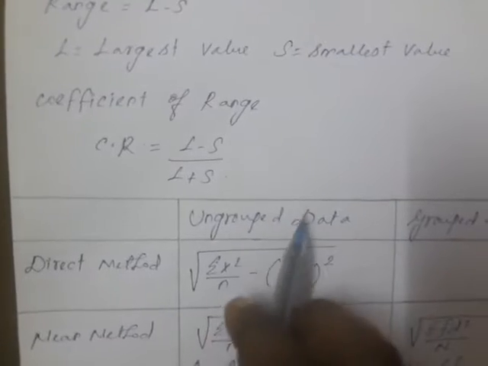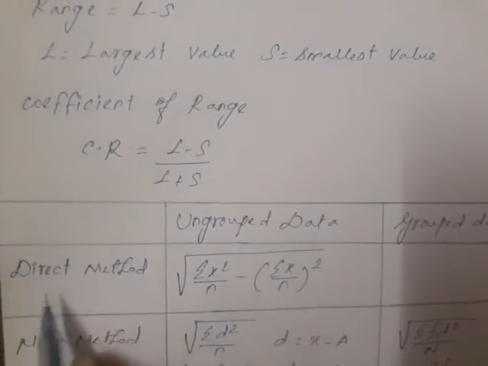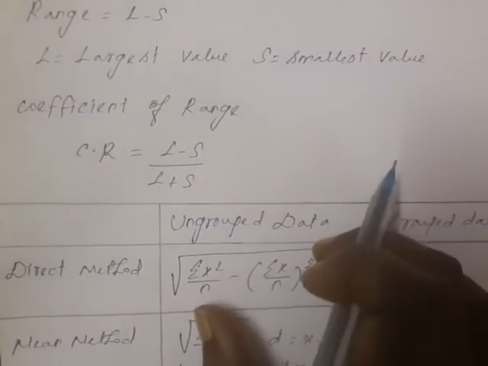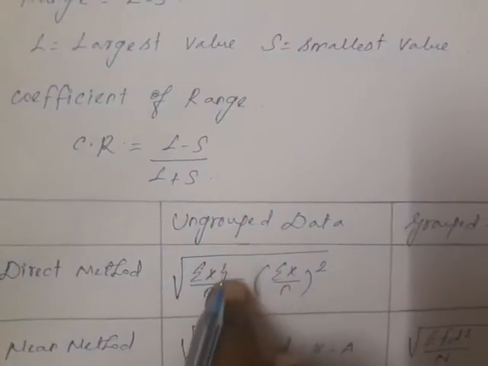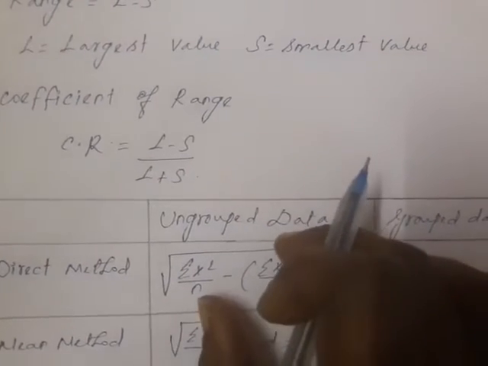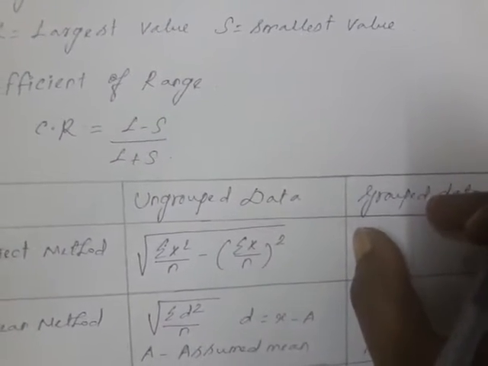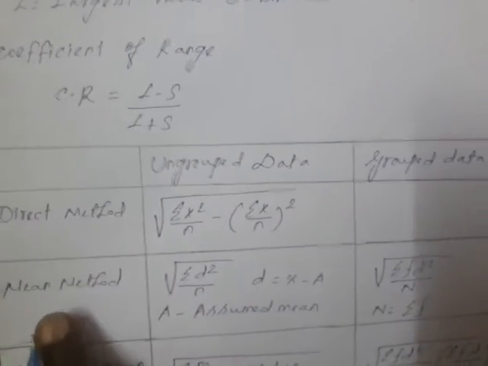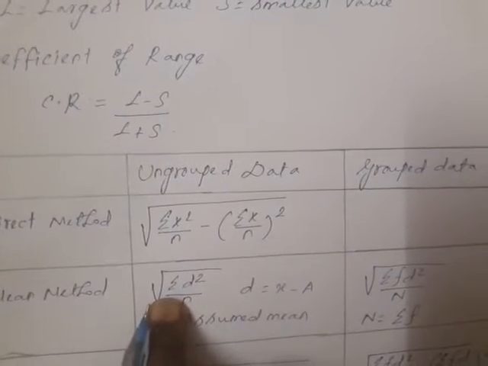So for ungrouped data, first the direct method. The formula for ungrouped data is root of sum of x square by n minus sum of x by n the whole square. This is for ungrouped data. There is no direct method for grouped data. Okay, the same thing. Next, the mean method. Ungrouped data values are given. What formula do we have to use?